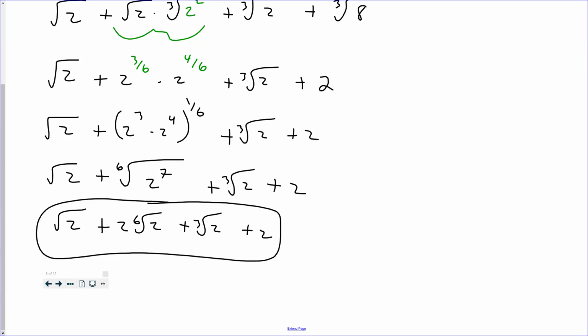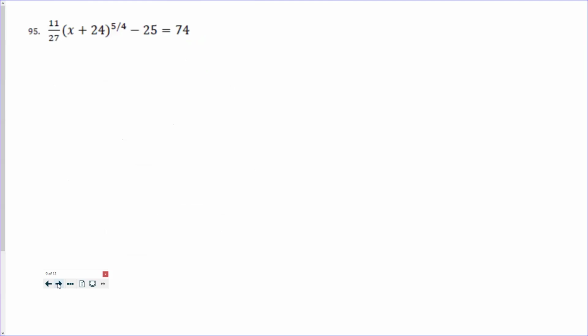No questions? Great. All right, so let's do some 11.3 now. So 11.3, number 95. This is what I have. I need to solve for x. So anytime you're dealing with something like this, wherever the x is, you want to isolate it. So I'm going to add 25 over first to get 11 over 27 times x plus 24 to the 5/4 equals 99. Then multiply both sides by 27 over 11.